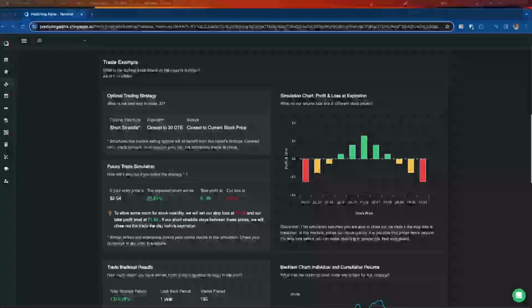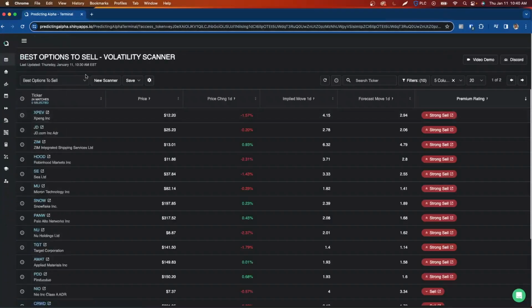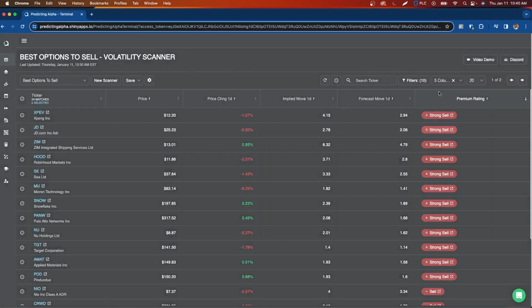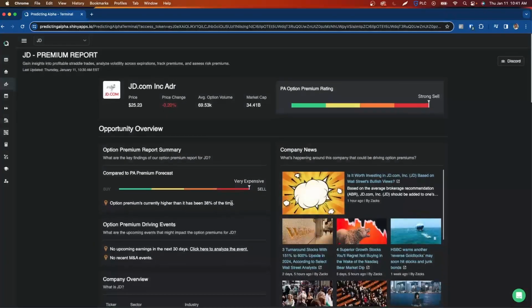All right, today we're looking at placing a trade on JD with an expected return of 25.5%. I found this trade by looking at the expensive options, or the best options to sell scan, on the PA terminal. It is currently rank 2 on this list. If we come in here, we can hop back over to that dashboard and we can see it has this very expensive rating right now.